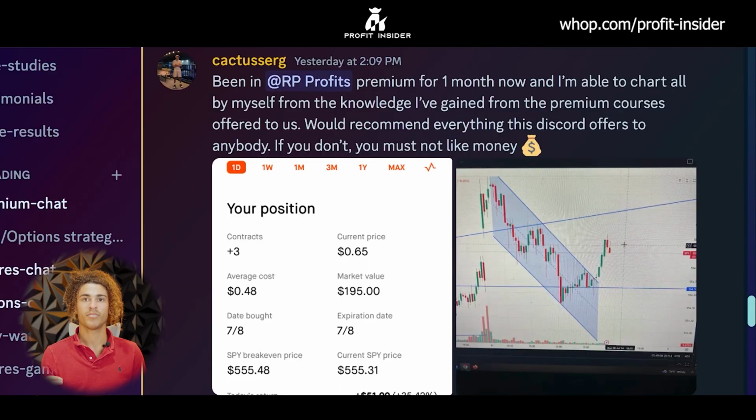You can see right here that one of my premium members has been in premium for only a month and he's already executing his own trades using my strategy. So he's charting and he's executing trades, he's making money using my strategy, and he was a complete beginner a month ago. So he went from a complete beginner to somebody who's already making money in the stock market in under a month just by using my strategy and working with me.